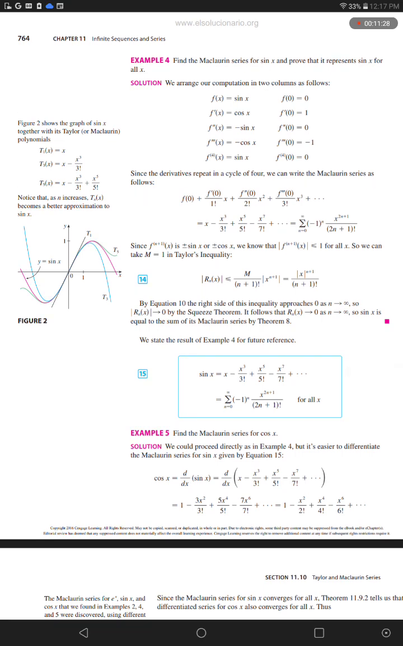See the sidebar. Figure 2 shows the graph of sine x together with its Taylor or Maclaurin polynomials. Big T sub 1 of x equals x, big T sub 3 of x equals x minus x cubed over 3 factorial, big T sub 5 of x equals x minus x cubed over 3 factorial plus x to the 5th power over 5 factorial. Notice that as n increases, big T sub n of x becomes a better approximation to sine x. Figure 2 shows y equals sine of x, and T sub 1, T sub 3, and T sub 5.